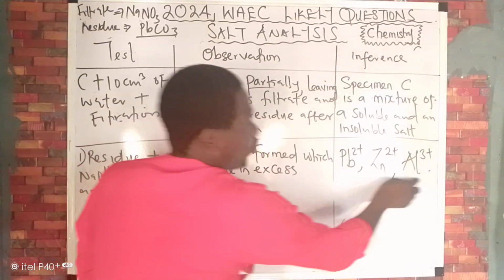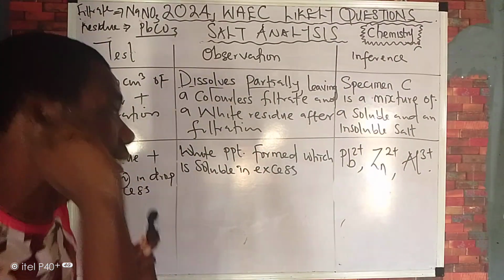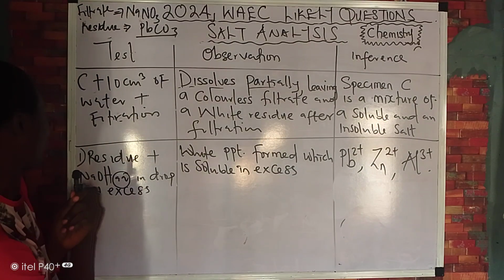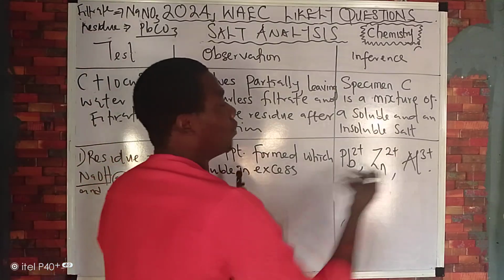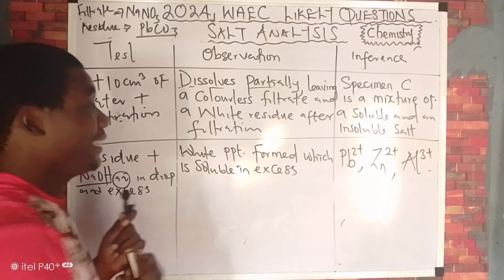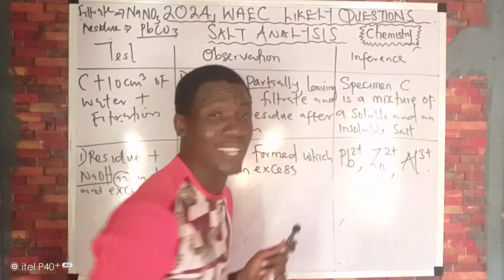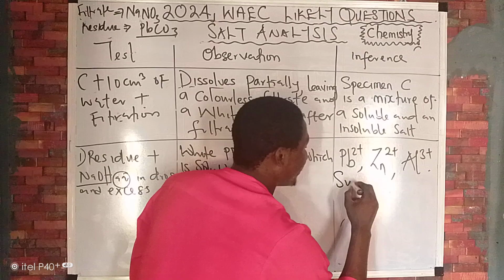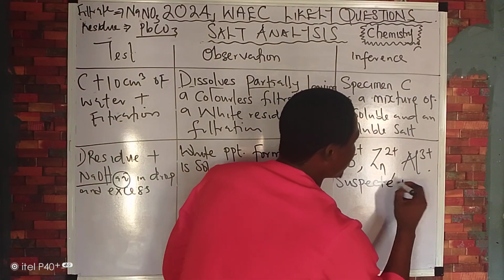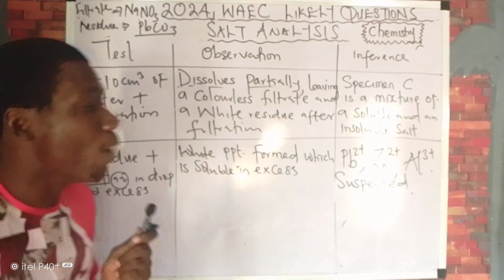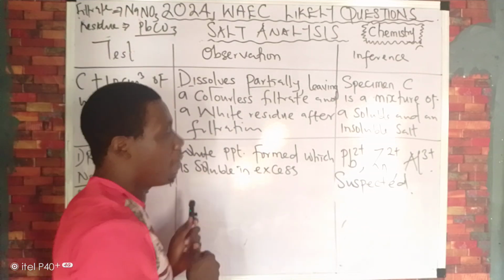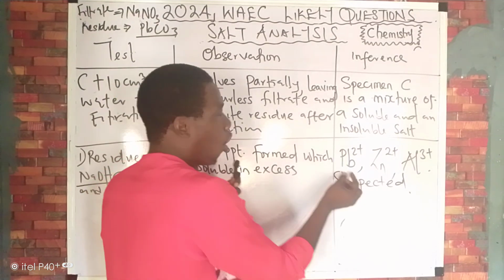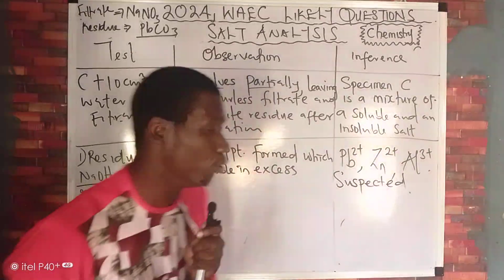So if this is what you have, it is quite easy. Take note of that. I told you, when you are adding sodium hydroxide, you are testing for cations, and the three cations that should be noted there are lead, zinc and what? Aluminium. So what you will do is write suspected, meaning you have not finally confirmed what is inside, but you suspect that it is likely to be lead or zinc or aluminium.